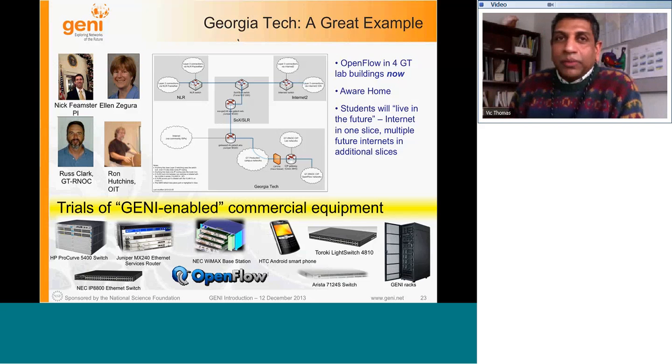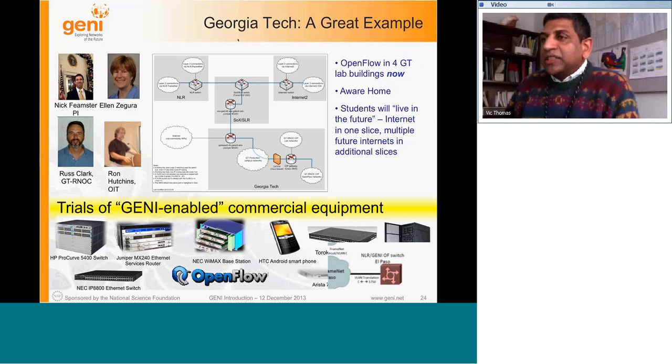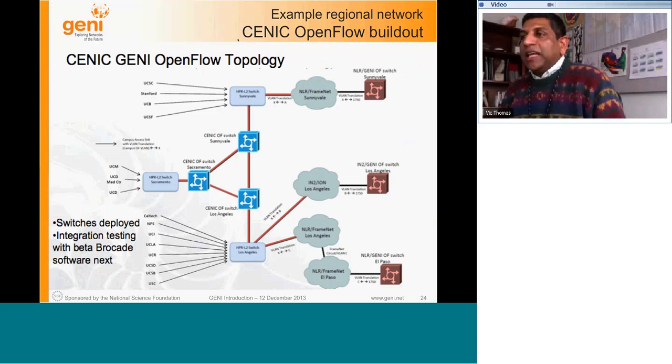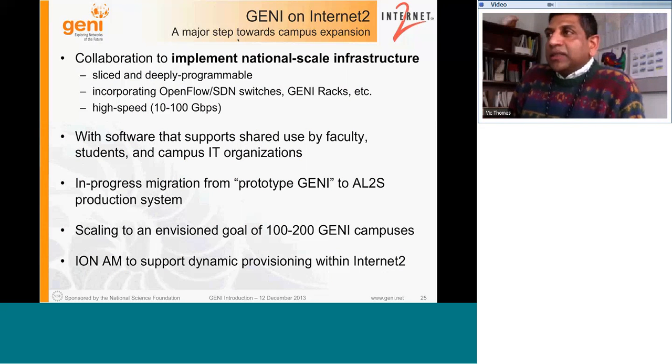In fact, when Texas A&M put in a proposal for a rack, your campus CIO had to sign off on that proposal and say that he or she was willing to have this infrastructure deployed. I mentioned regional networks. They're also being GENI enabled, with OpenFlow switches being installed there, and GENI racks in some cases. Internet2 and National Lambda Rail are our major partners. Internet2 is deploying a whole bunch of OpenFlow switches in the core, which is great news for us. It gives GENI experimenters access to more switches that they can program using OpenFlow.